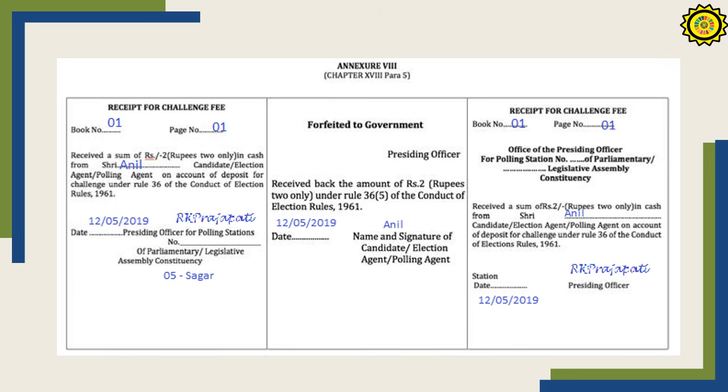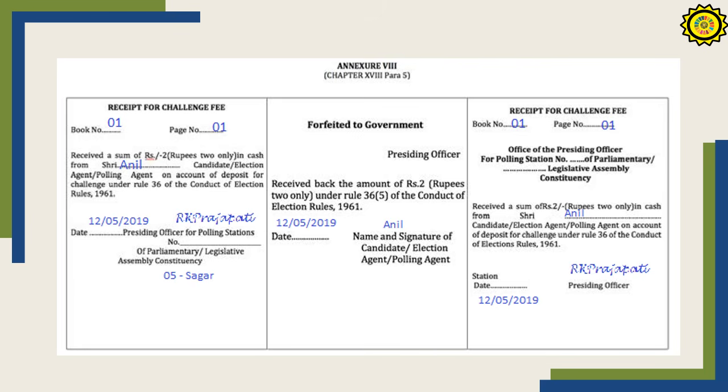PO should not entertain any challenge to a voter's identity by a candidate or his election or polling agent until the challenger pays ₹2 in cash. After the amount has been paid, PO will furnish a receipt to the challenger in the form shown on the screen. If PO considers the challenge as genuine, after summary inquiry, PO will return the challenge fee of ₹2 to the person who made the challenge after taking his receipt.